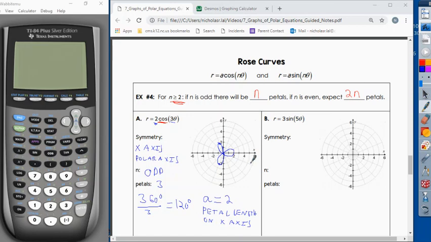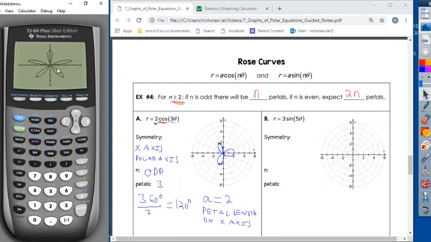And then after that, we can use our calculator to graph and get a better understanding of what this will look like. So we can do graphing. R is equal to 2 times the cosine of 3 times theta. And this gives us our petal curve. Let's graph the next problem. R is going to be equal to 3 times the sine of 5 theta.